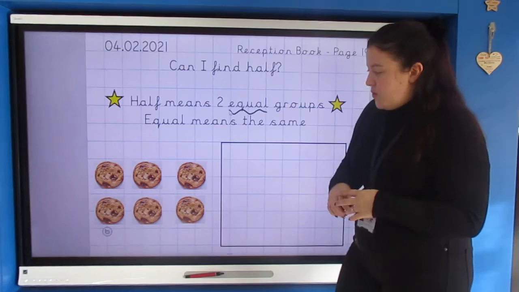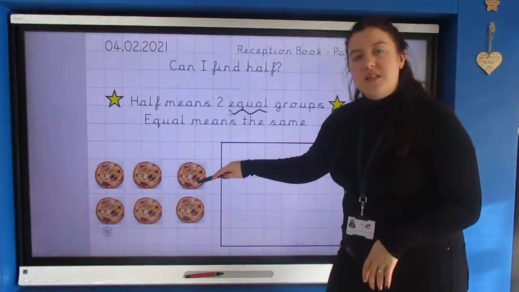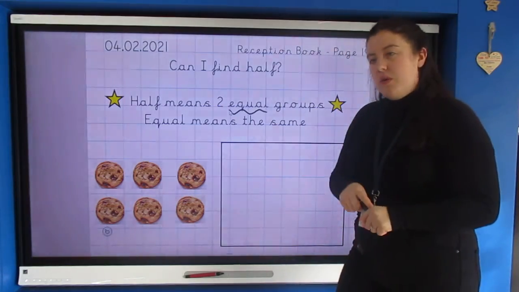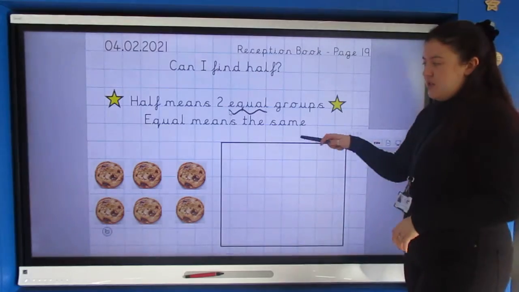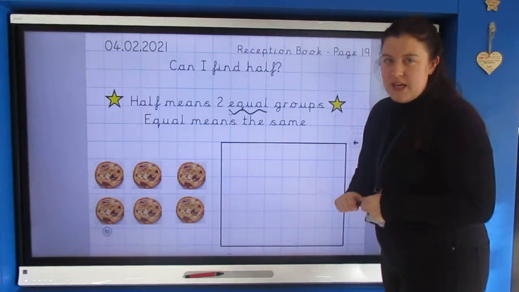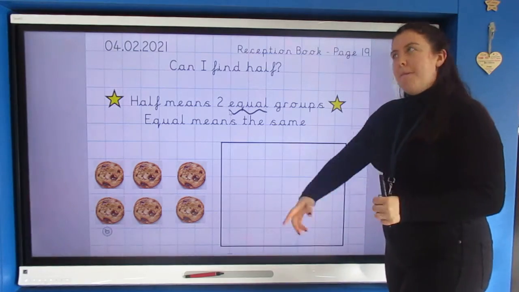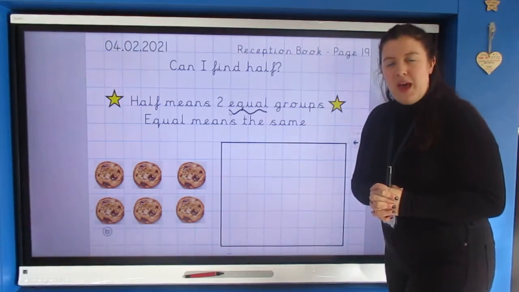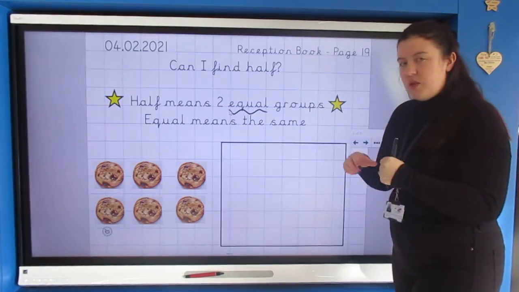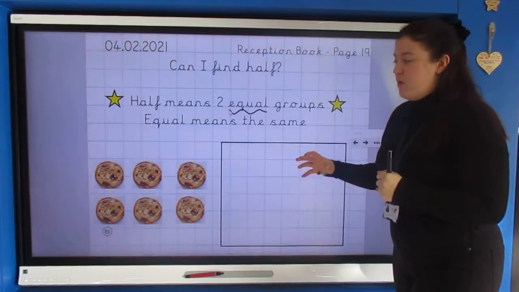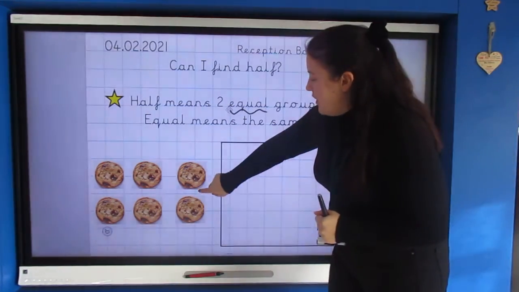So at the moment we have got 1, 2, 3, 4, 5, 6 cookies on this side of the board. And I've got an empty biscuit tin here. I've drawn a square and it's going to be my biscuit tin. Now I need to put half of those biscuits back in the biscuit tin for tomorrow, okay? So how are we going to find half? We've got 6 altogether, so I need to move some of them back into the biscuit tin. So let's have a look and see if it looks equal.